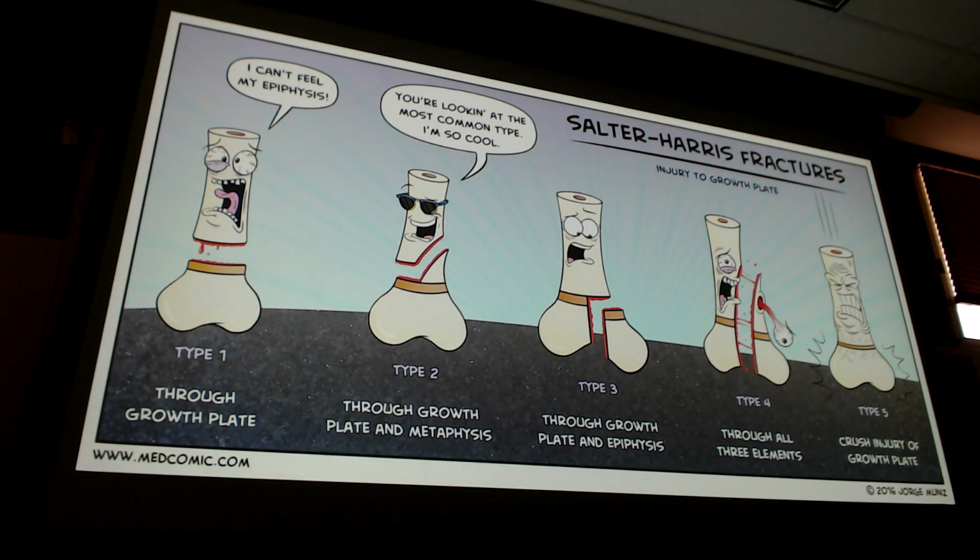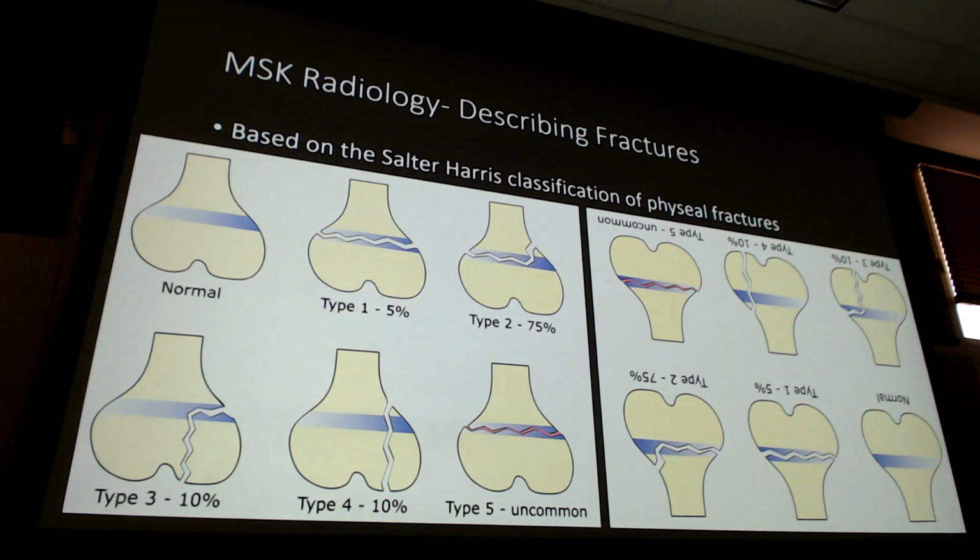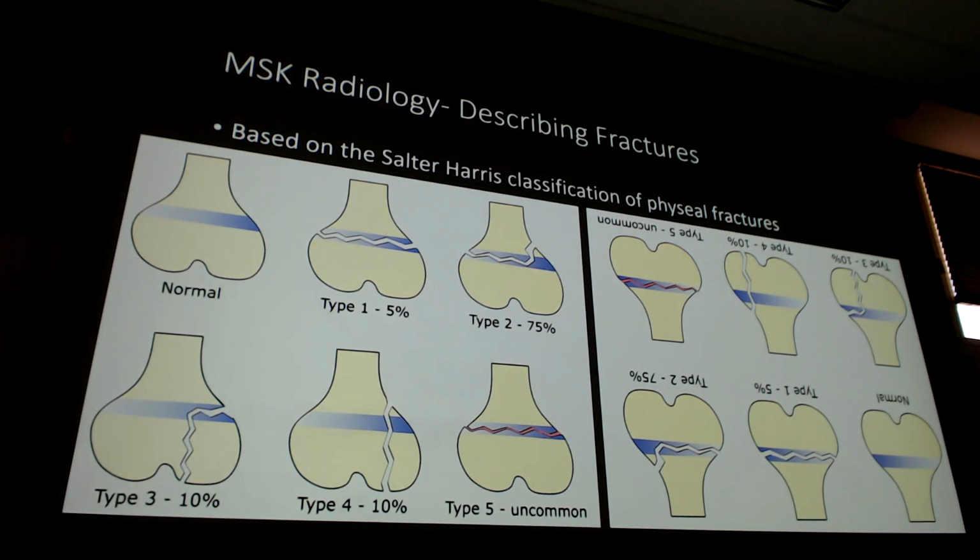Number 3 is L for Salter. It's lower. So growth plate and lower, through the epiphysis. So through the growth plate and lower. That can get confusing if it's this way when it goes up. That's why, again, I learned it from a bone standpoint: epiphysis, metaphysis, physes. So type 3 is through the epiphysis. All right?